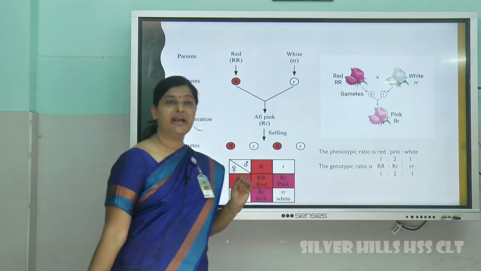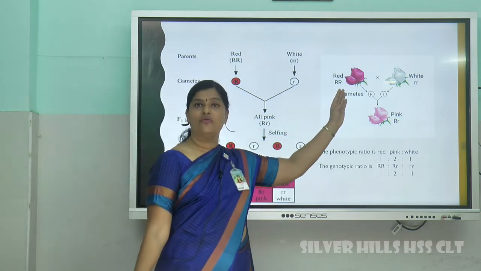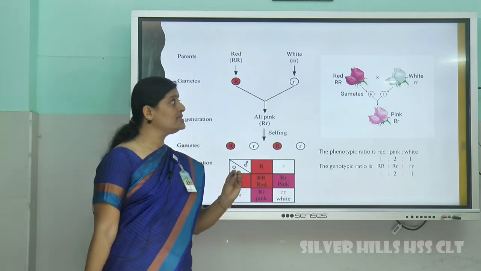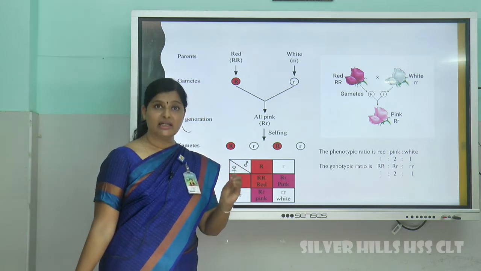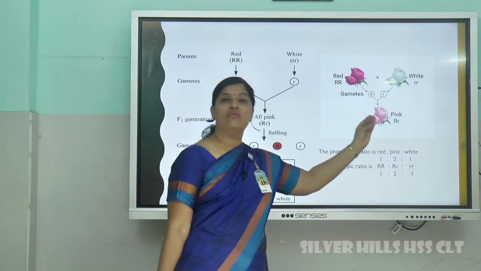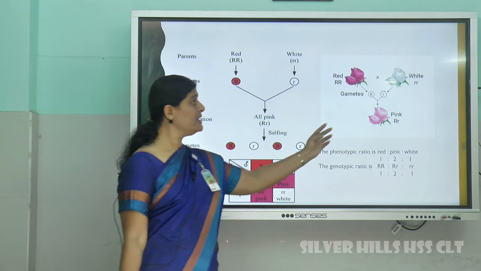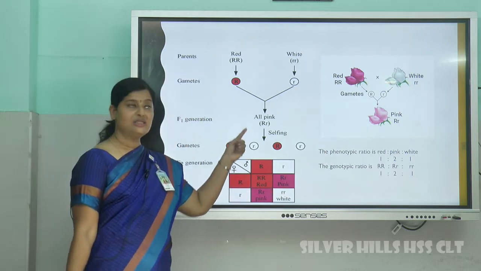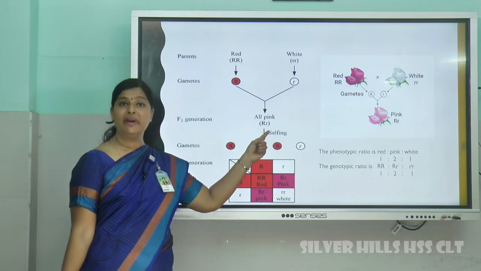So what is this pink color? It's a mixture of red and white. What is the reason? Because the redness factor is not able to completely suppress which one? The white factor, right? So this is the nature of the offspring. All the plants produced in this method are pink colored.